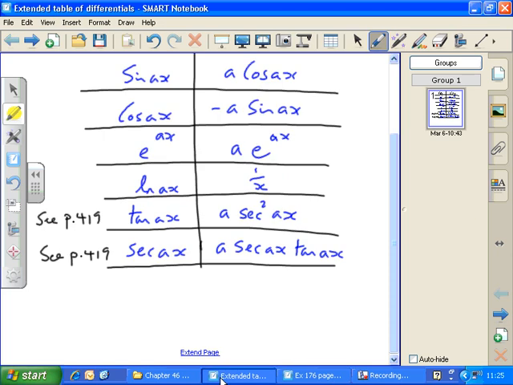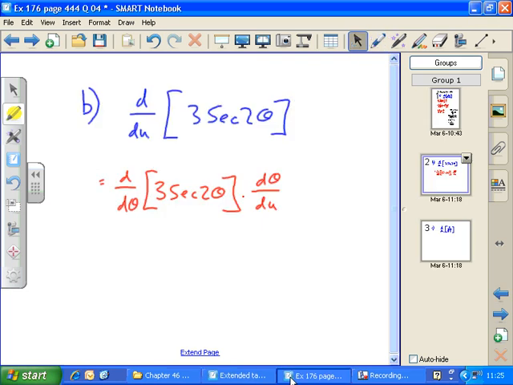The differential of sec ax becomes a sec ax tan ax. And again, the explanation is on page 419 if you're interested. So a sec ax tan ax. So this becomes a, which is 2, times 3 is 6, sec 2 theta times the tangent of 2 theta times d theta by du.